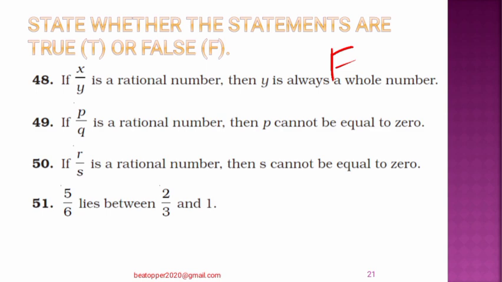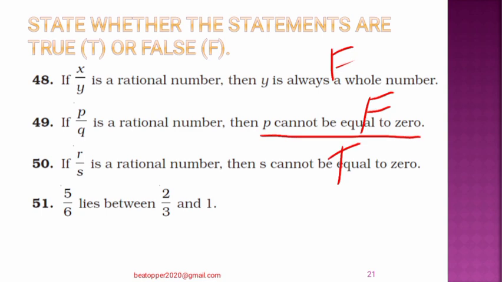Next question, if p by q is a rational number, then p cannot be equal to 0. The p can be 0. Q cannot be equal to 0. That is the definition. So p cannot be equal to 0 is again false. P can be 0. Next question, if r by s is a rational number, then s cannot be equal to 0. That is true. The denominator cannot be 0 because if the denominator is equal to 0, then that number is undefined.